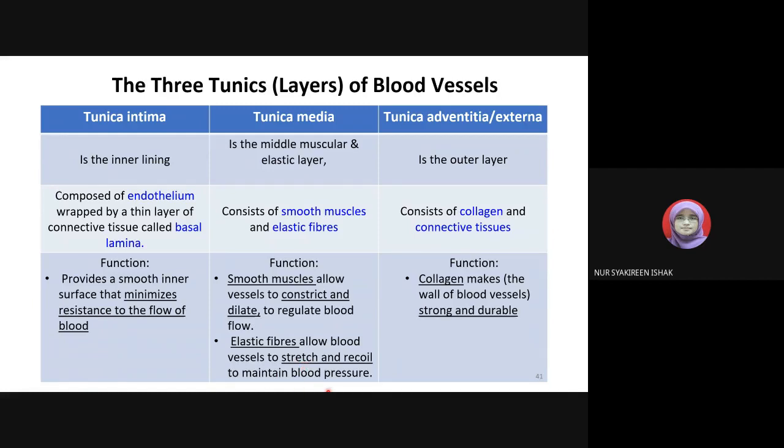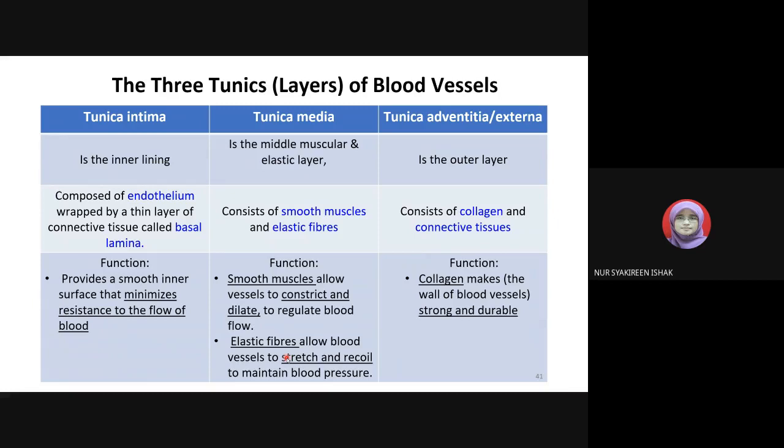As you know, artery receives blood that is pumped out of the heart. The heart pumps blood at high pressure. This will cause the blood vessels, especially the artery, to stretch and then recoil. Stretch, berkembang. And then recoil, puncuk balik, kembang puncuk. So this will generate or maintain a normal blood pressure. The stretching and the recoiling of the artery will maintain a normal blood pressure.